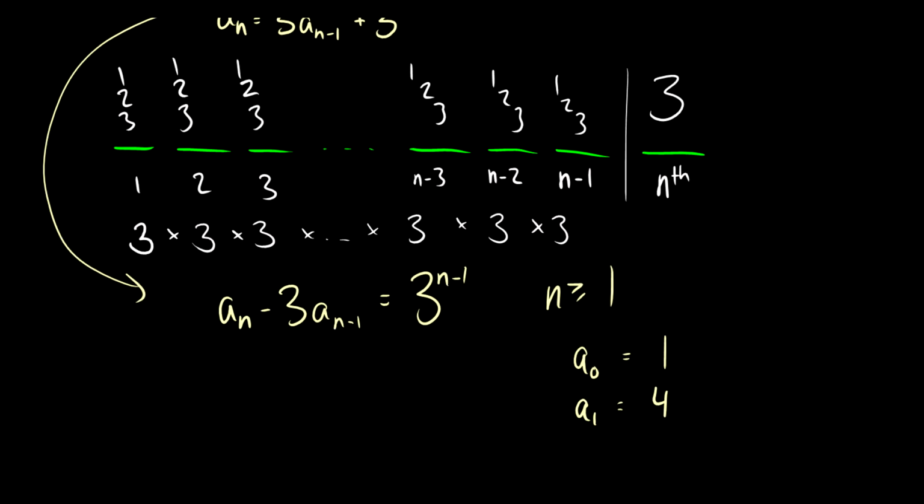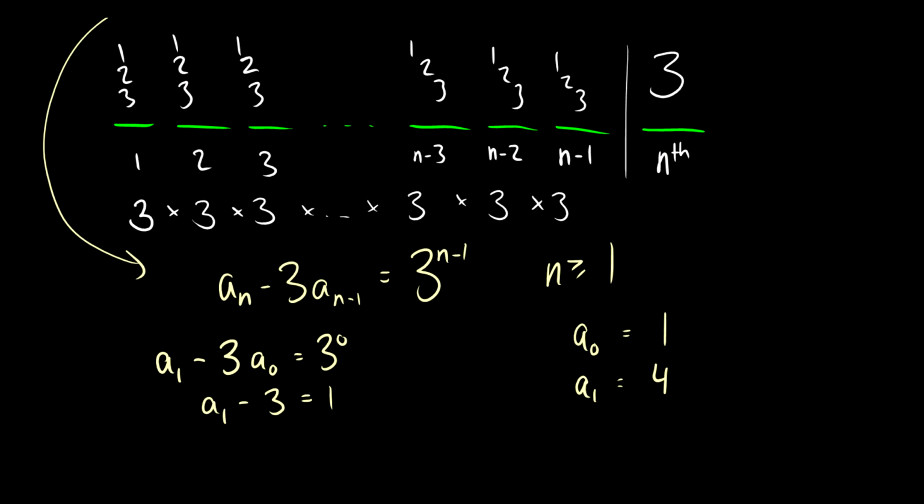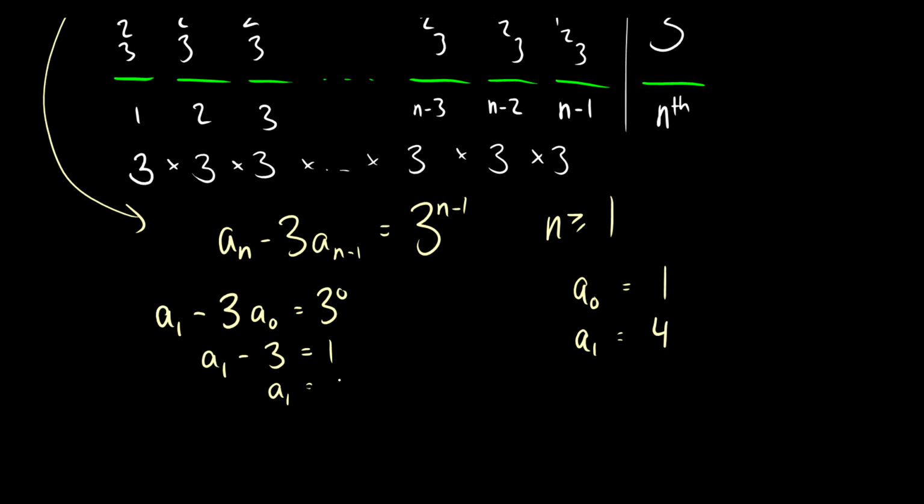Let's check to see if it works. Okay, so a_1 - 3a_0 is going to be 3^0. So a_1 - 3 has to be equal to 1. So that means that a_1 is equal to 4. So our one equation gives us the intuitive result. So we can assume that it's going to hold for the rest. But if you're paranoid, feel free to check more.